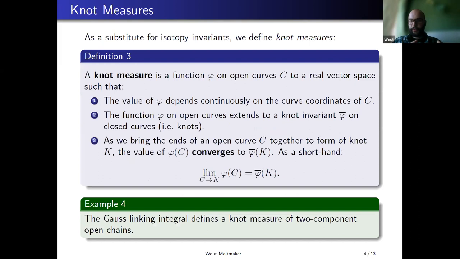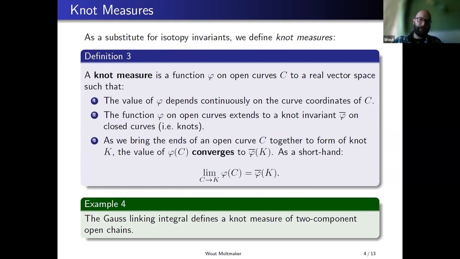Okay, so here's the thing we want to move towards. It's called a knot measure. In knot theory, we want to study isotopy invariants. And we know now that since all open curves are isotopy equivalent, we cannot get any interesting isotopy invariants, but we can try to get the next best thing, which I'll call a knot measure. In my opinion, this is the next best thing.